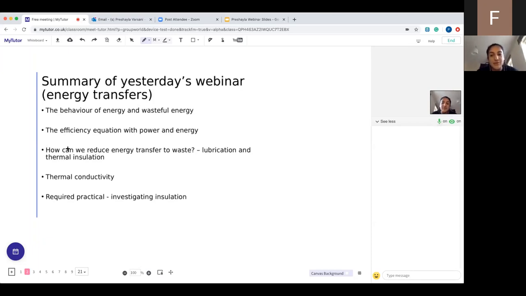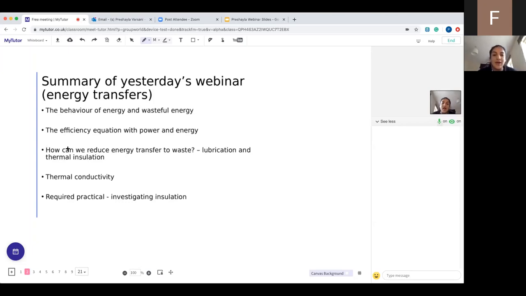Finally, we went on to talk about the required practical. So that was all about investigating insulation and different insulators. So we took 4 beakers, 4 thermometers, took some boiling water. We measured how long it took for the boiling water to cool down at 3-minute intervals.